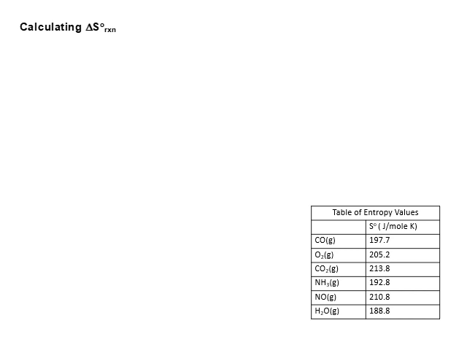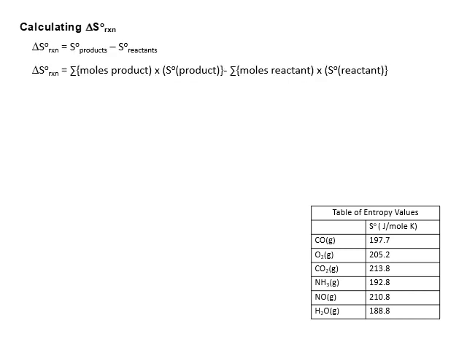This fits with the qualitative guidelines about entropy that we discussed before. To calculate the entropy changes for a chemical reaction, we can use the tabulated standard entropy values from the reactants and products. Delta S naught for the reaction will be equal to the sum of the standard entropy of the products minus the sum of the standard entropy of the reactants, all multiplied by their coefficients in the balanced chemical equation.